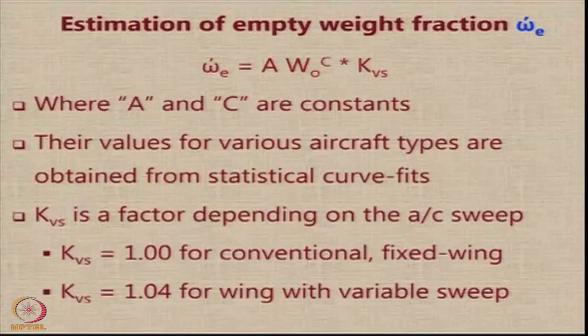So, KVS equal to 1.04 basically tells us that if you provide variable sweep in an aircraft, which you would probably never provide in a transport aircraft, then you have to have a weight penalty of 4% of the total weight. Okay? And if you do not provide variable sweep, which is most commonly true for transport aircraft, then you only have A W0 power C.